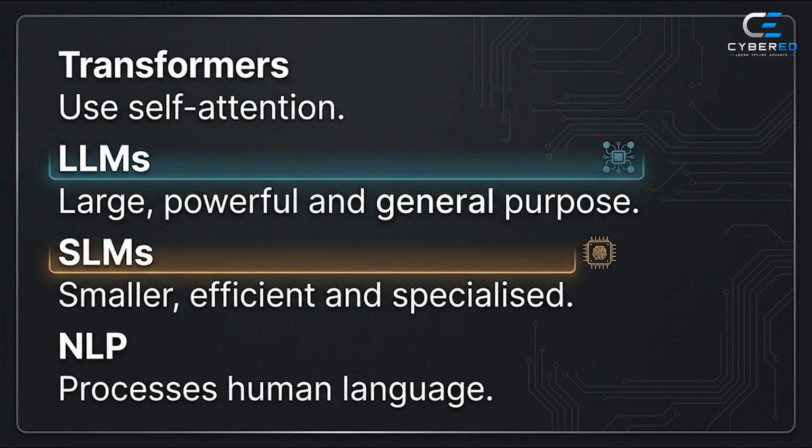Transformers use self-attention to understand relationships and context within sequences. They provide the foundation for many modern language models. Large language models offer broad knowledge and capabilities. Small language models are more specialized, efficient, and can often run locally.